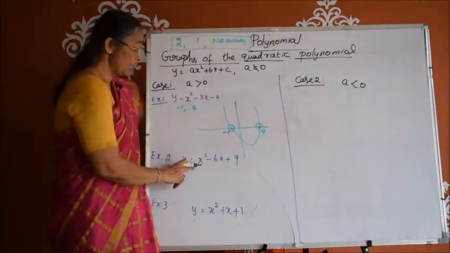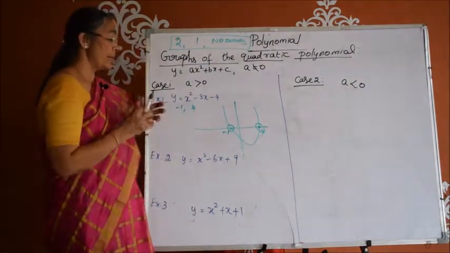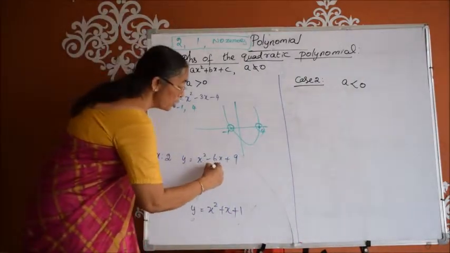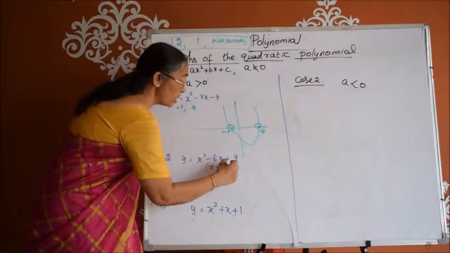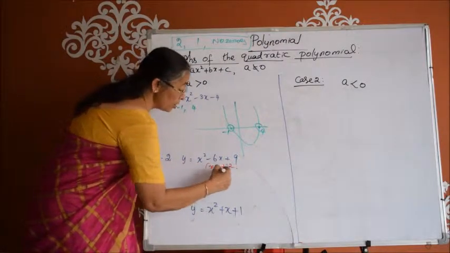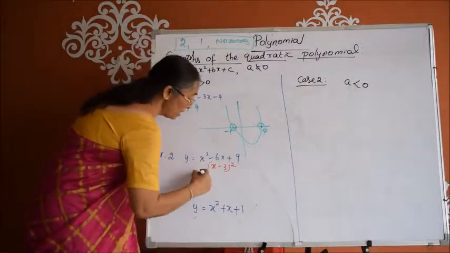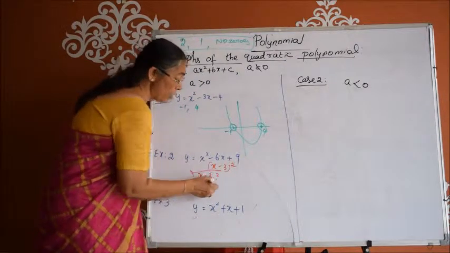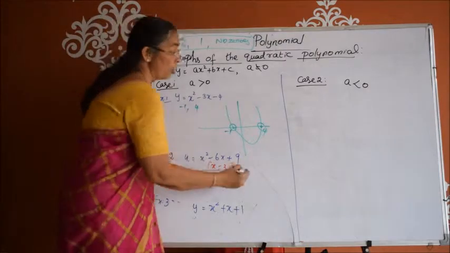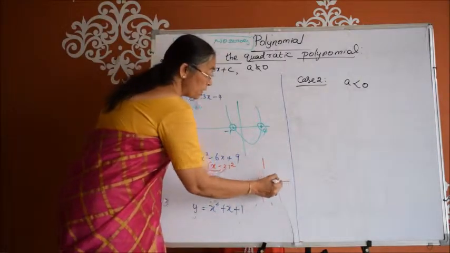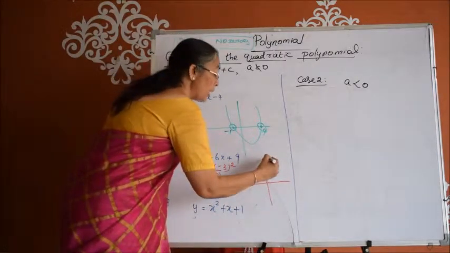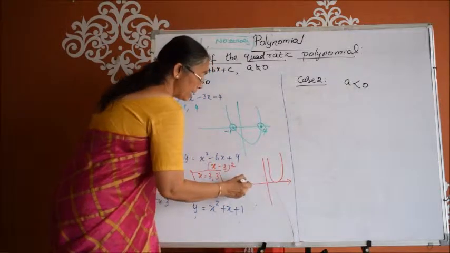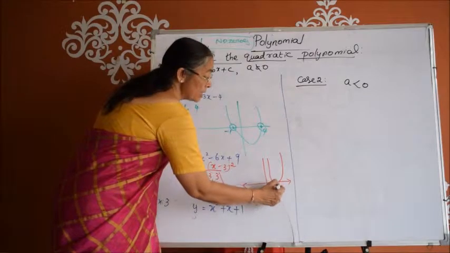Now, consider this example, x square minus 6x plus 9. Now, this polynomial is a perfect square. So, we can write this one as x minus 3 whole square, that is for this one the zeros are nothing but x is equal to 3, 3, that is we are having only 1 zero for this polynomial. So, the graph of this polynomial will be an upward parabola which touches the x axis at exactly 1 point, that is 3.